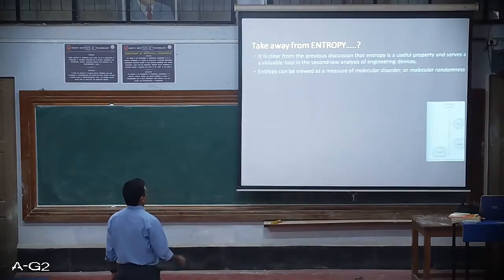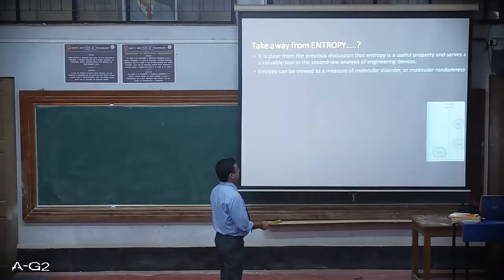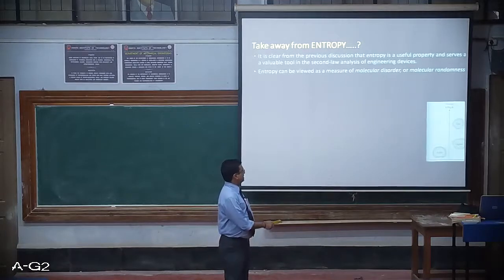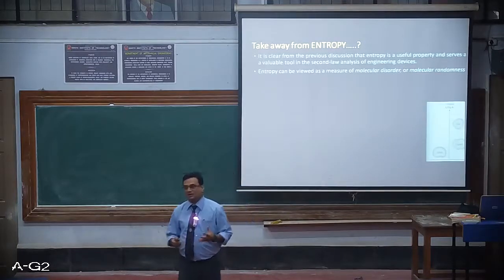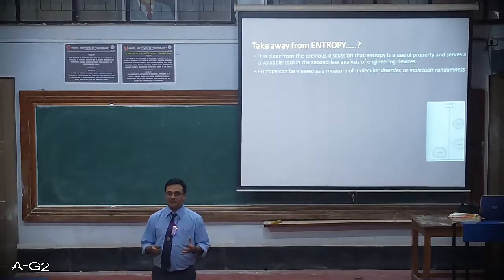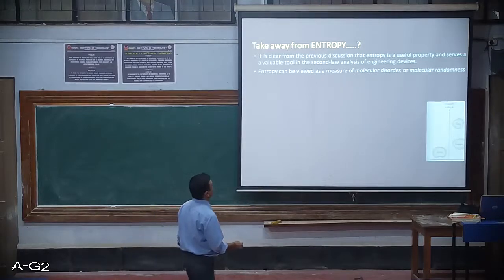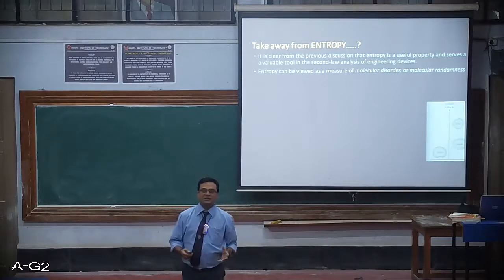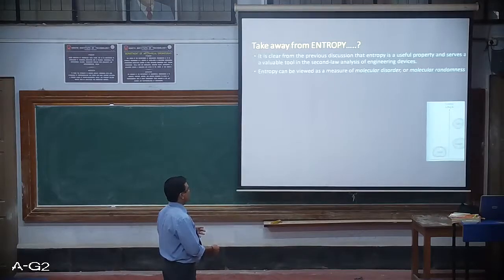For example, entropy exists in various phases of a substance. If it is solid, then the entropy is least. If it is liquid, it is higher because molecular disorder is greater in liquid as compared to solids, and it is highest in gas. The randomness, the movement of molecules, is faster in gases as compared to liquid and as compared to solid.